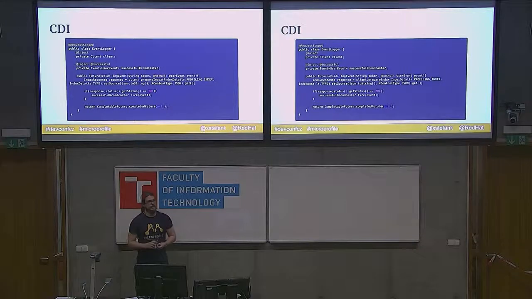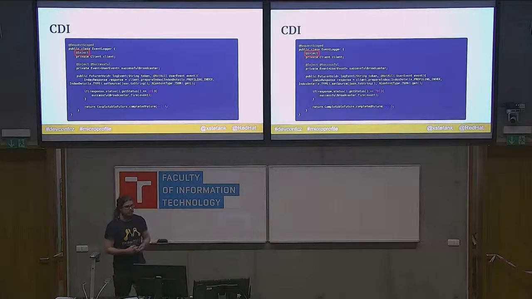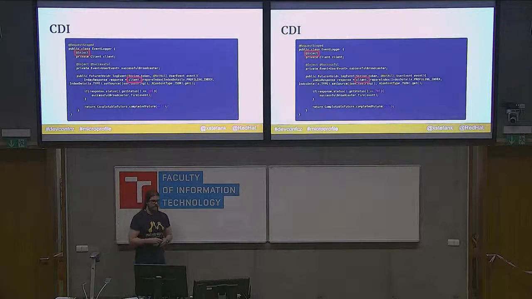CDI, or context and dependency injection, is basically a way how to put together all of the individual parts of your application and frameworks in a declarative manner. So you only need to specify what dependencies your class requires, and you will get them injected with @Inject annotations directly into your runtime. The runtime then guarantees you that this object will never be null, and you can directly use it in your application. The runtime knows what kind of object to inject depending on the type of the object that you are injecting. Like, for instance, here we are injecting a client object.